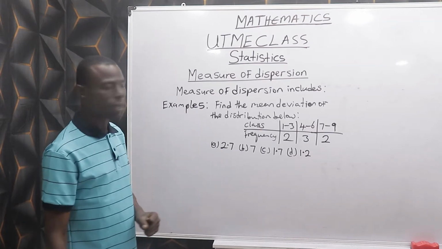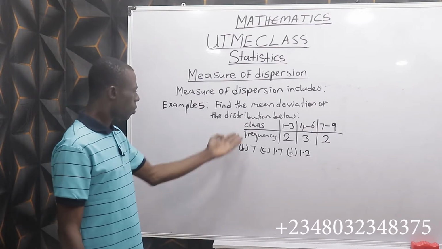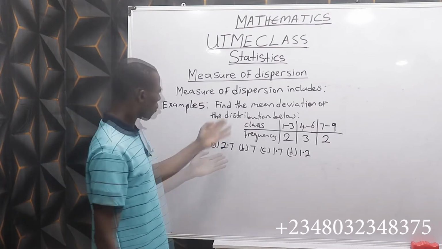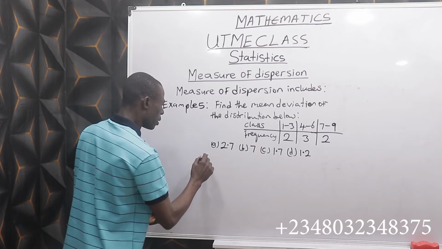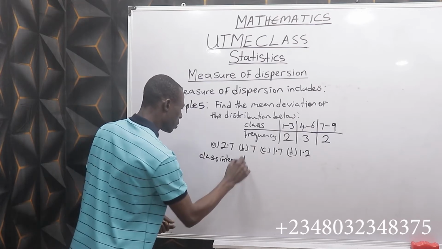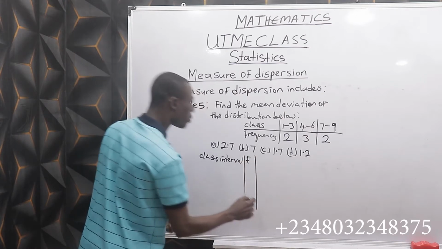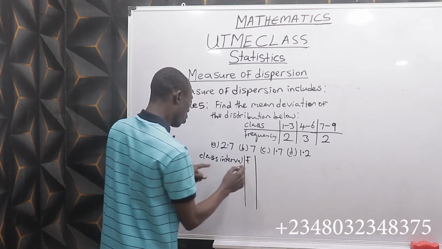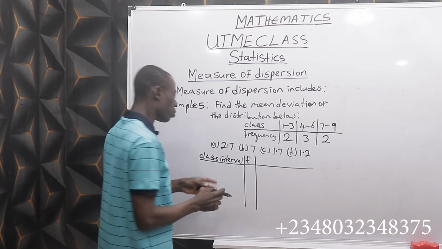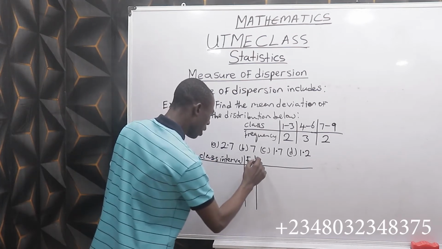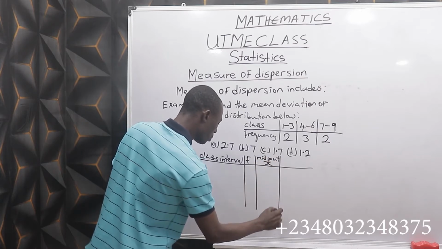Let's look into example 5. Find the mean deviation of the distribution below. We have the table. To find the mean deviation here, let's quickly set our table in order. Class interval is this. Then frequency follows. After that, because our class interval is not the direct representative of x value, we have to moderate it. So we have midpoint value, which represents our x.